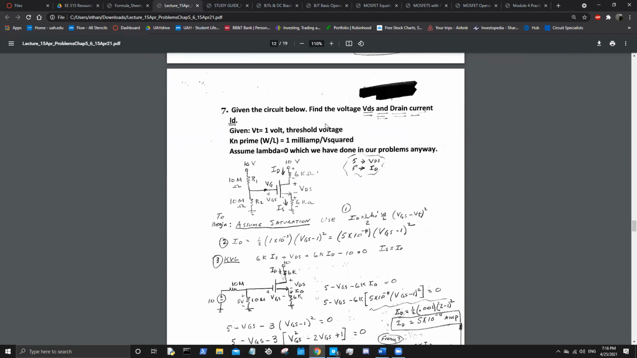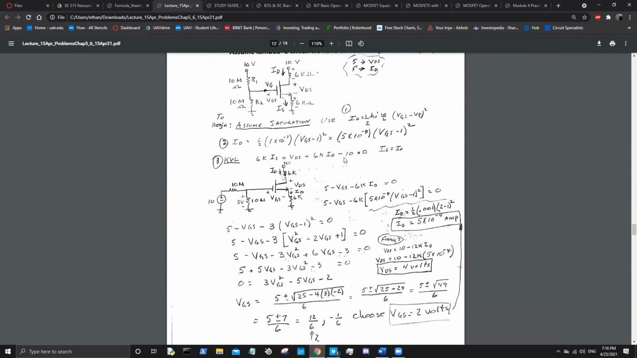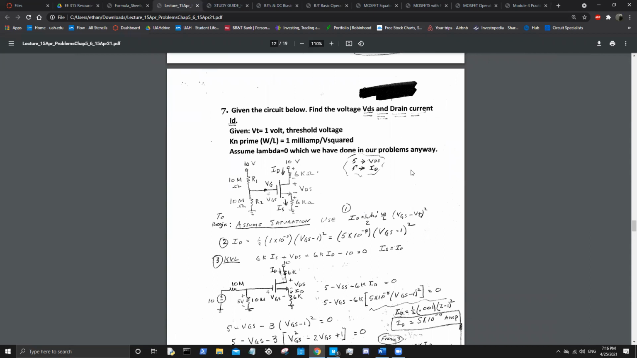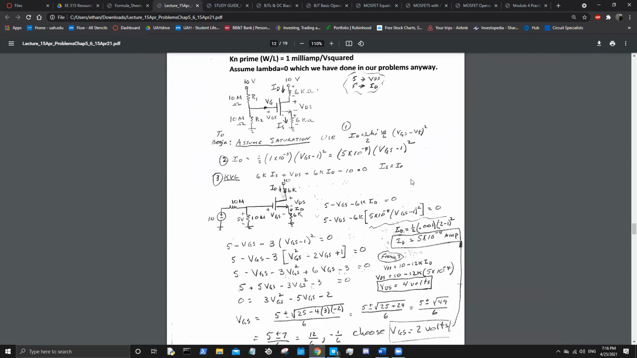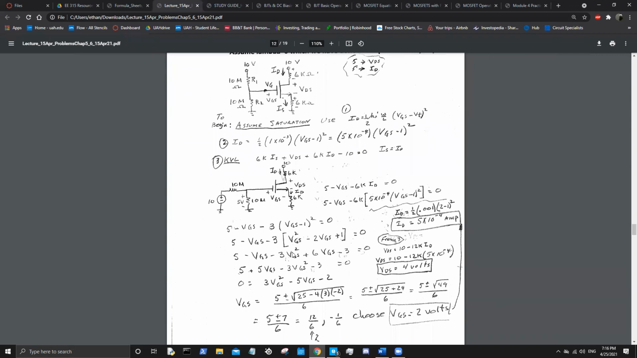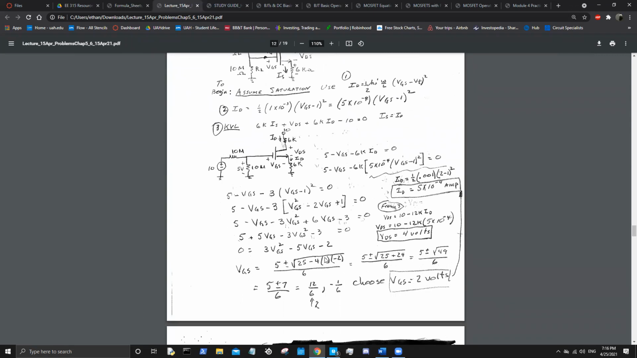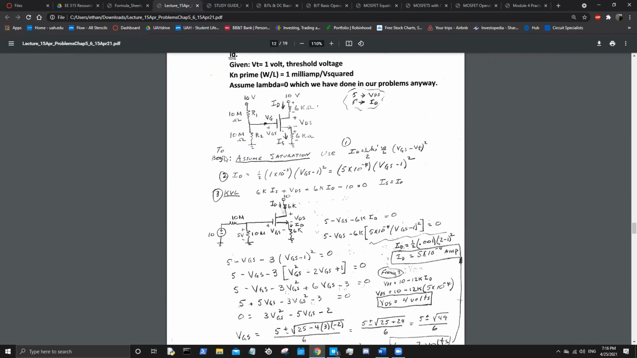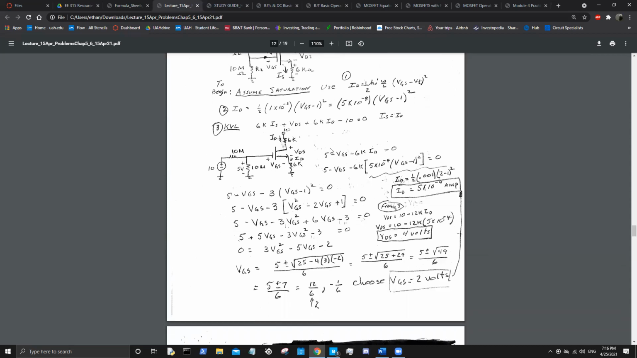All right, given the circuit below, find voltage VDS and drain current ID. So this is just a bunch of MOSFET equations, isn't it? This is where we get to the quadratic equation. Is this the one that requires the quadratic? I see a square. Yep, there it is. Excellent. All right, so let's look. He assumes saturation. So it looks like in these questions, we have to assume saturation or triode, right? We're not assuming cutoff. So we have to figure out whether it's triode or saturation.